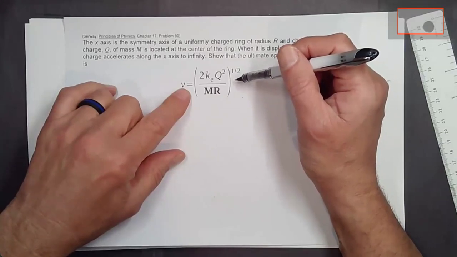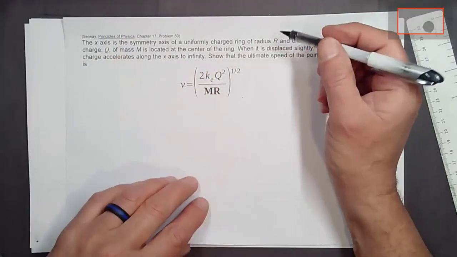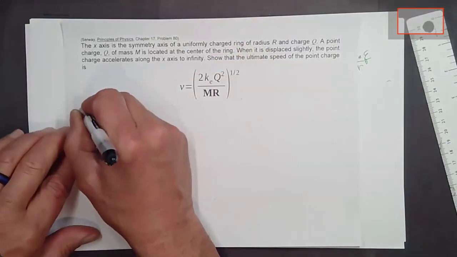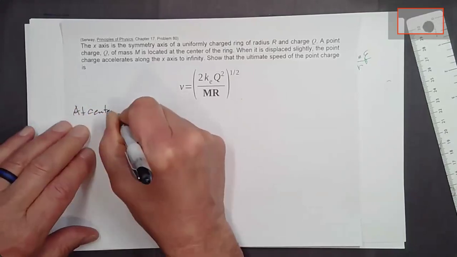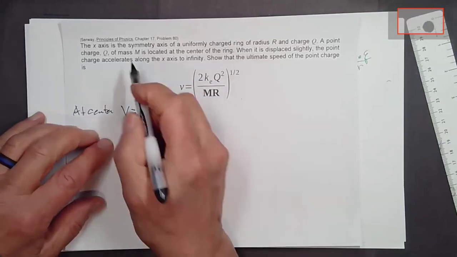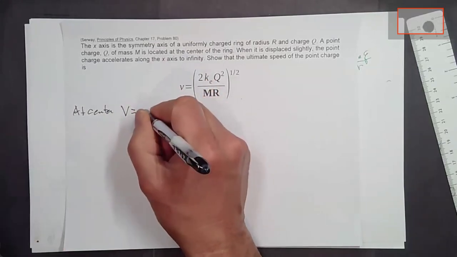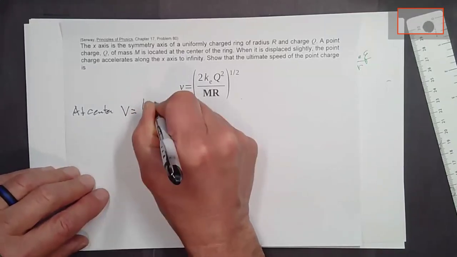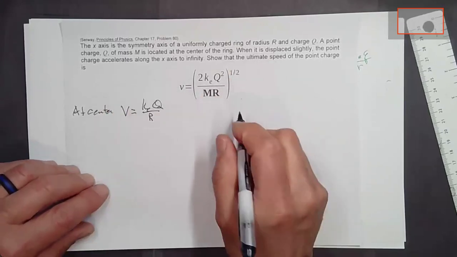Well, let's figure out the potential difference between the center of the ring and the point at infinity. And actually, at the center of the ring, we already figured this out. V is going to be, now this is the potential, not the potential energy of that charge yet, but it's just going to be that thing we figured out: K sub E, capital Q, over R, and that's what we have there.